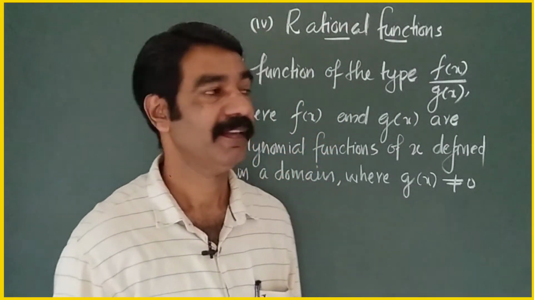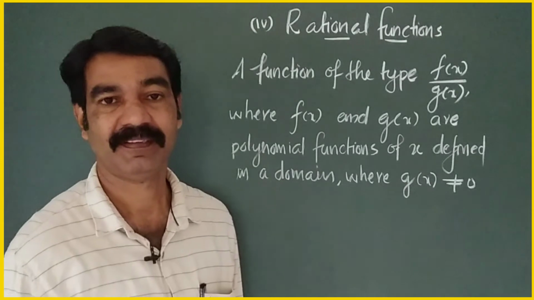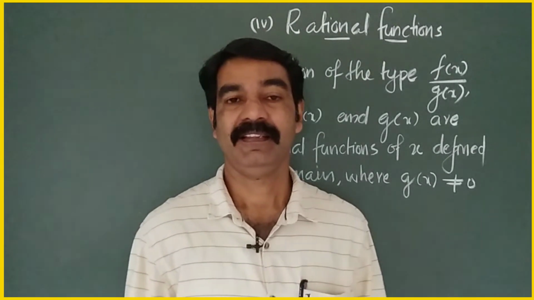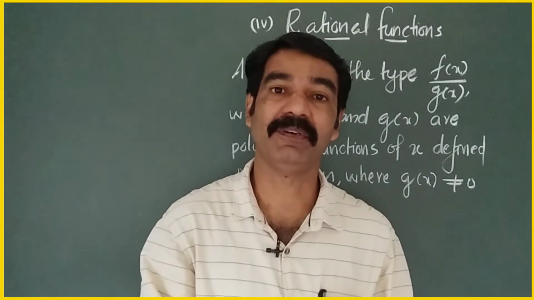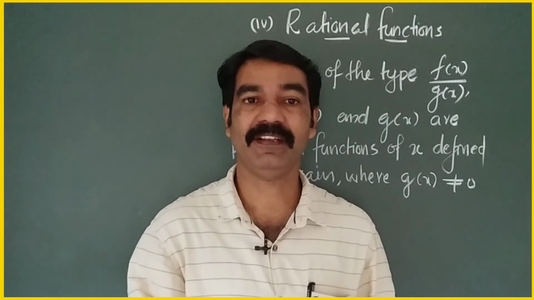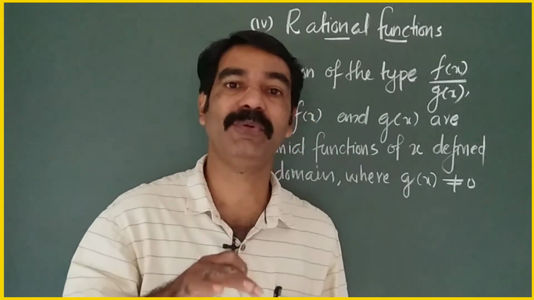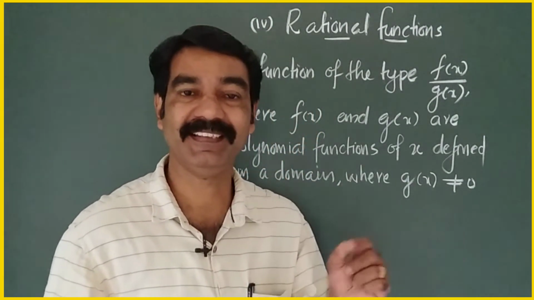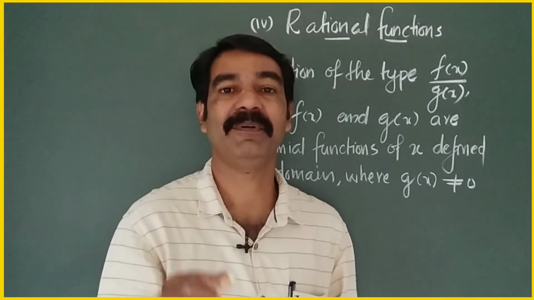The fourth one, rational functions. We have studied rational numbers, haven't we? What are rational numbers? We know that a number of the form p by q, where p and q are integers, are called rational numbers.